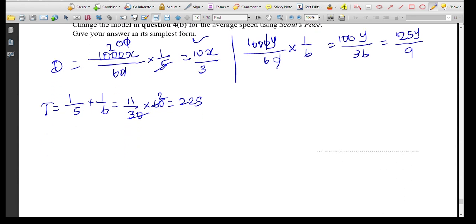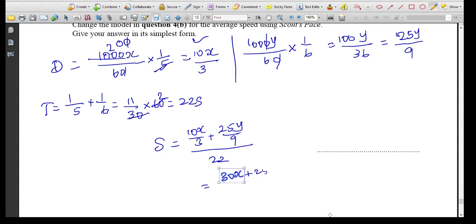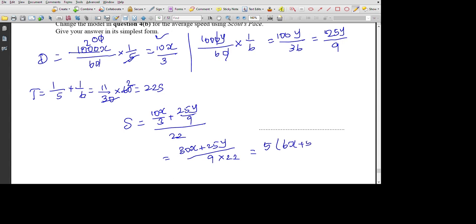I can find the average speed now. Average speed is equal to total distance, which is 10x by 3 plus 25y by 9. Totally we are going to divide by 22 because that's the time taken. And here we can multiply this to get 30x plus 25y. Since we made a common denominator, we can take the overall divided by 9, and we can merge that with 22 because the two denominators can be merged into a single denominator. We're getting 6x plus 5y whole divided by 9 into 22.